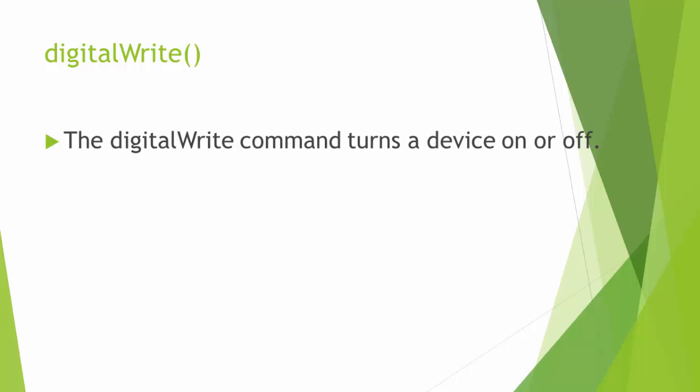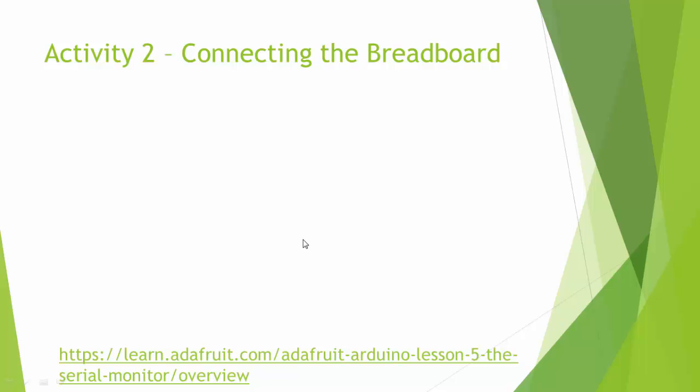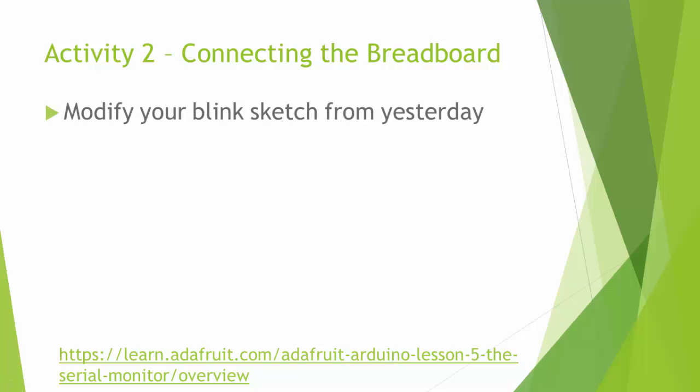Now if we want to send a 5-volt signal to that pin, all we have to do is use a digitalWrite command. So an example of this, if we want to turn off our pin 9, we would send digitalWrite(9, LOW), turning off pin 9. No great shock, if we want to turn it on, we'd send digitalWrite(9, HIGH).